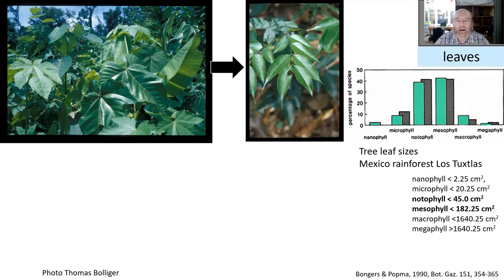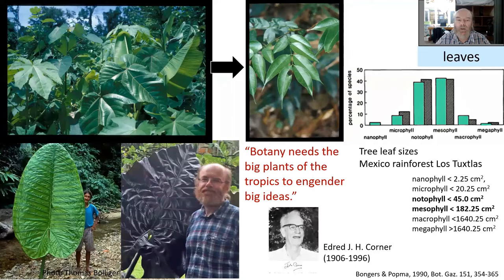That, of course, doesn't mean that there are no giant leaves in the tropical forests. There are, and here I would quote my favorite tropical botanist, E.J.H. Corner, who once noted that botany needs the big plants of the tropics to endanger big ideas. By the way, Corner is quite a colorful character, and for those who like biographies, I would recommend reading one which is called My Father in His Suitcase, and that was written by his son John.